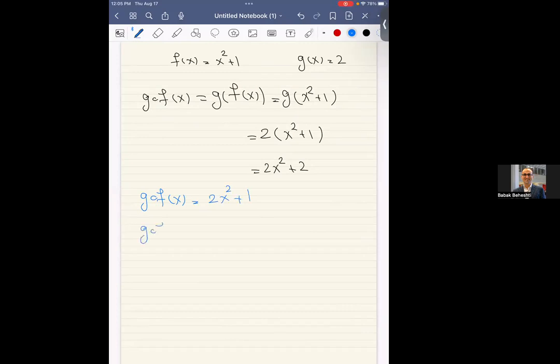So again, if you want to compute GOF of 1, it's 2 times 1 squared plus 2, sorry. It's 4, right? Or GOF of 3 is 2 times 18. Oh, sorry, 2 times 9 plus 2, 20.